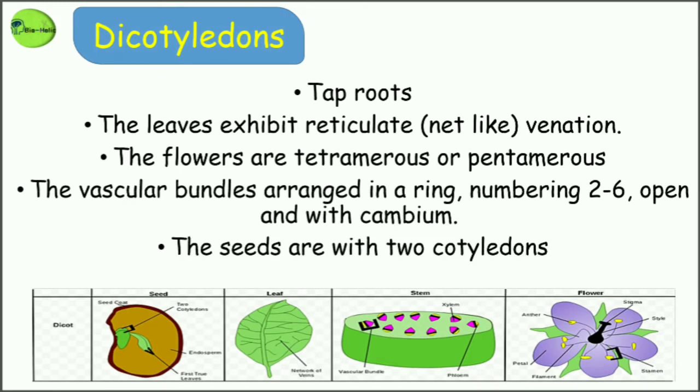Dicotyledons also have some characteristics: they have a taproot, their leaves exhibit reticulate or net-like venation, and the flowers are tetramerous or pentamerous, having 4 or 5 members in their various floral whorls. Their vascular bundles are arranged in a ring, numbering 2 to 6, and they are open and with cambium, and their seeds have 2 cotyledons, as their name suggests.